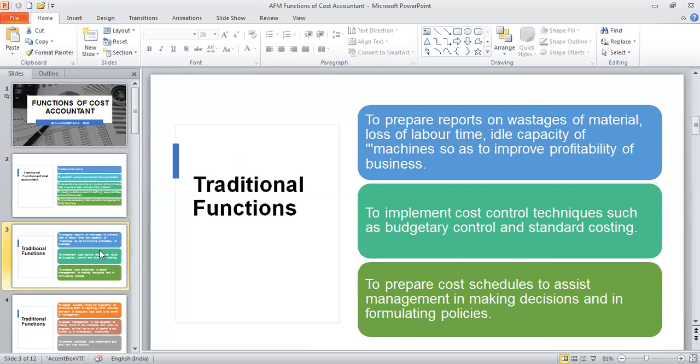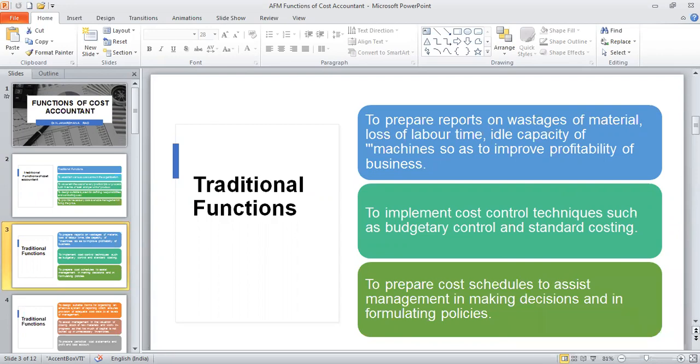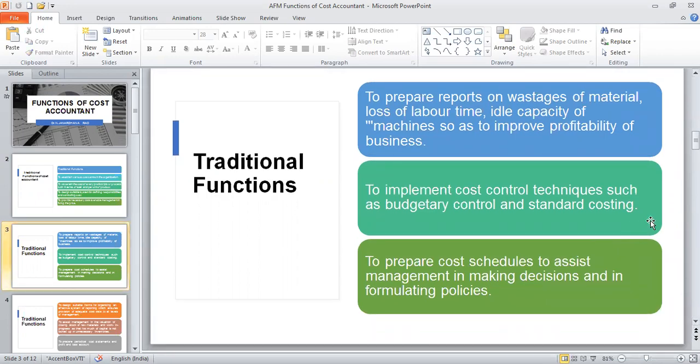In addition to all these functions, the cost accountant has to prepare reports on how wastage of material is happening and what the reasons are, reports on loss of labor time. Sometimes what will happen, shortage of some material or power failures, maybe due to some other reason, loss of labor time will happen, right? And idle capacity of machines, so as to improve the profitability of the business. To summarize, the cost accountant has to prepare reports on material, loss of labor time, and idle capacity of machineries, and supply that information to the top level people for decision making purposes.